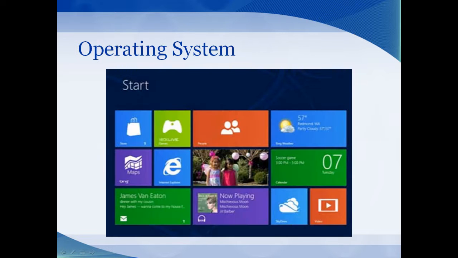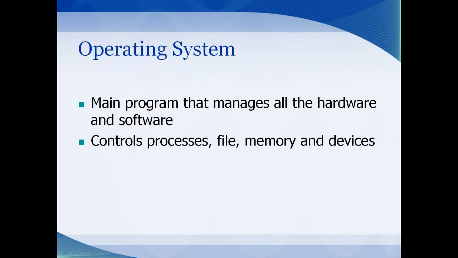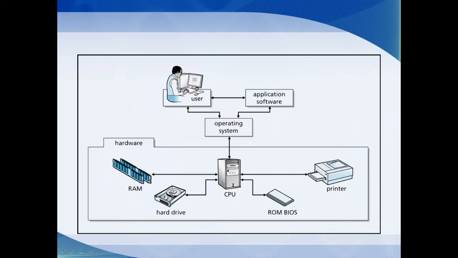From a user's standpoint, the operating system is what we see when we use a computer. It lets us navigate to the program or app that we want to use. But an operating system is actually more than that. It's the main program that manages all the hardware and all the software. It controls the processes, memory, and all of the devices on your computer. It's kind of like a big control system.